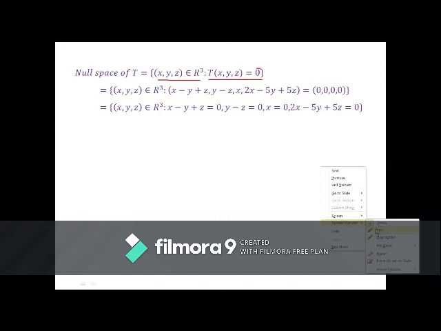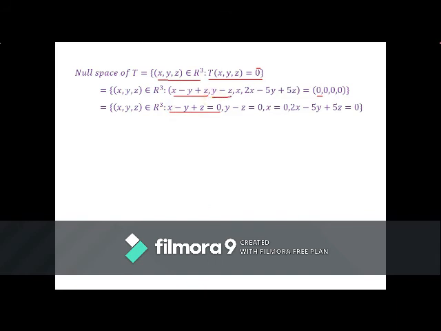these two quadruples are equal. See here, the first component of this quadruple is x - y + z, and the first component of the other quadruple is 0. So these two must be equal. So we have this relation. Similarly, the second component is y - z, and here we have just 0. The third component is x, and here we have just 0. The fourth component is 2x - 5y + 5z. This must be equal to 0 by the equality of vectors, or equality of tuples, quadruples.